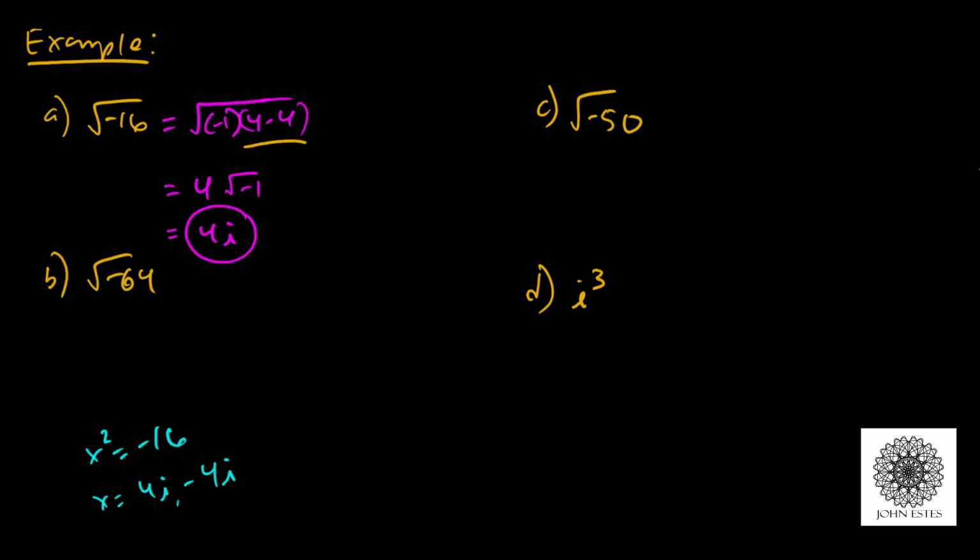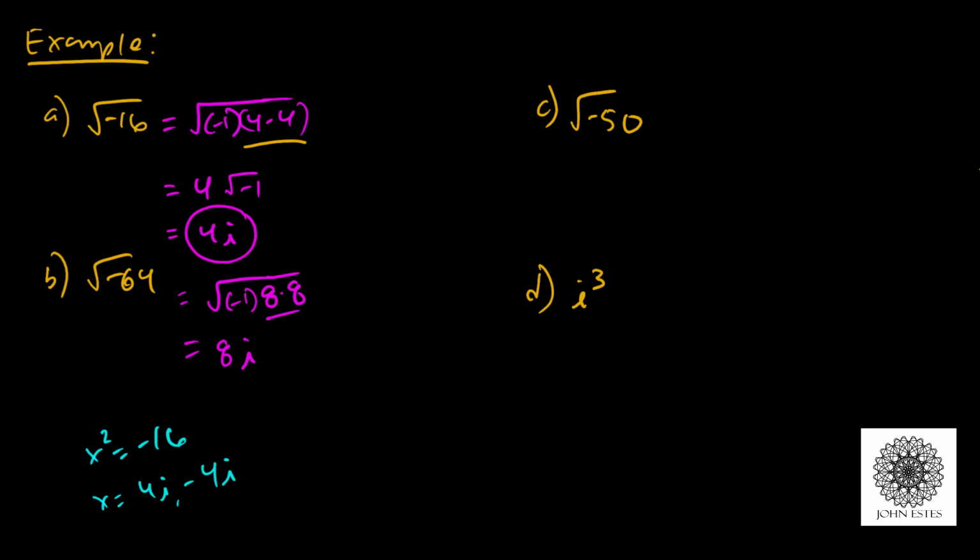Okay, now let's look at part B. We have the square root of -64. It's the same idea. I know that 64 is the same as 8 times 8. So that means I can take the 8 out of the radical, and I'm left with the square root of -1, which we know is i. The square root of -64 is 8i.